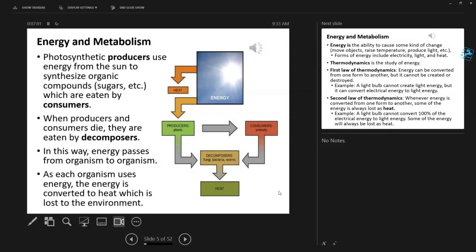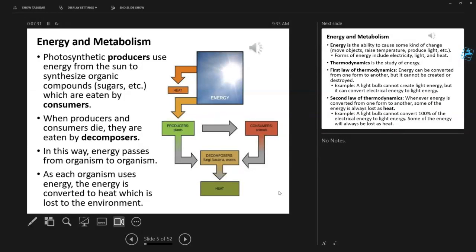Everything dies eventually, and animals make poop, and so the decomposers eat the dead organisms and the poop that comes out of animals. Decomposers are also consumers, but they eat dead stuff. They break down dead organisms. So that includes fungi, many bacteria and worms, and some insects.